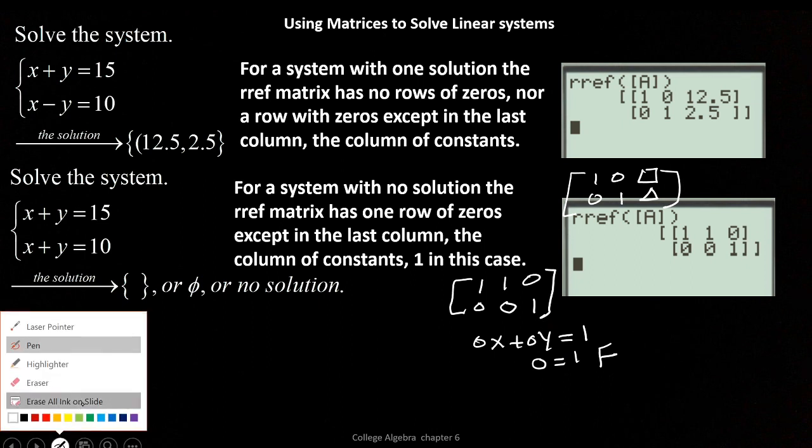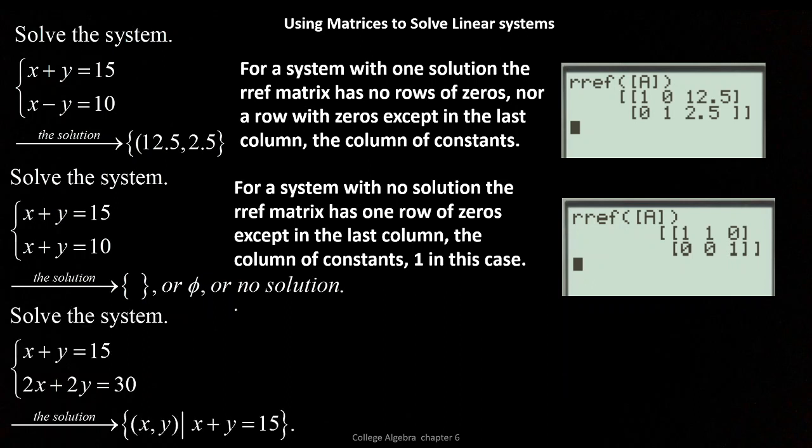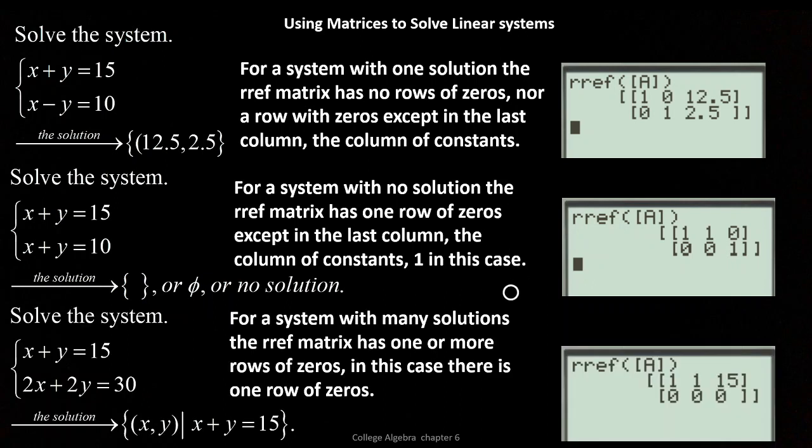And what happens if you have many solutions? Well, this is what happens. You get a matrix that has one row of all zeros at the bottom. You see, one row of zeros. When this happens, it means an infinite number of solutions. And to write the solutions, all you have to do is just use the first row: 1x plus 1y equals 15, right? So that means you get this, and that is the solution, an infinite number of solutions.